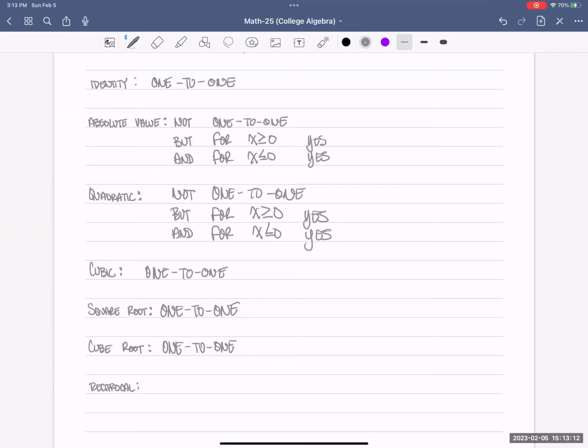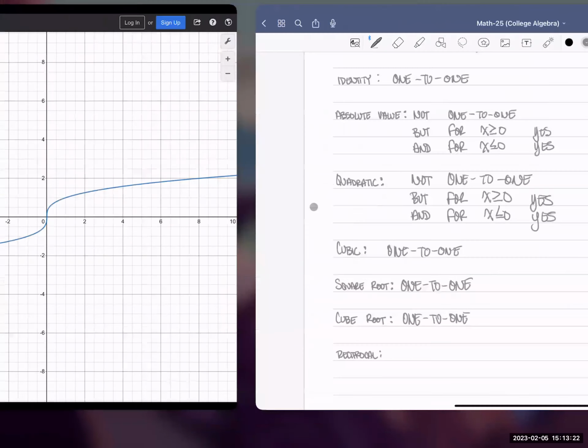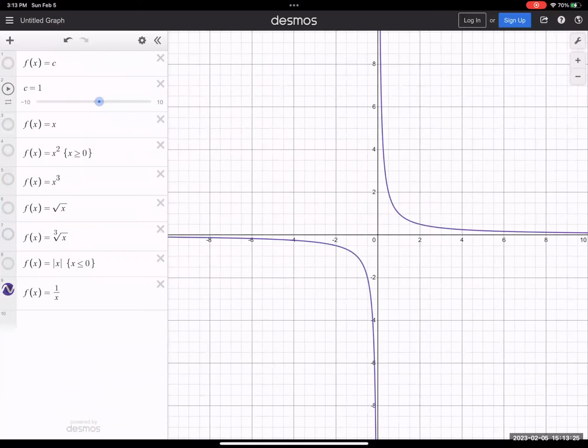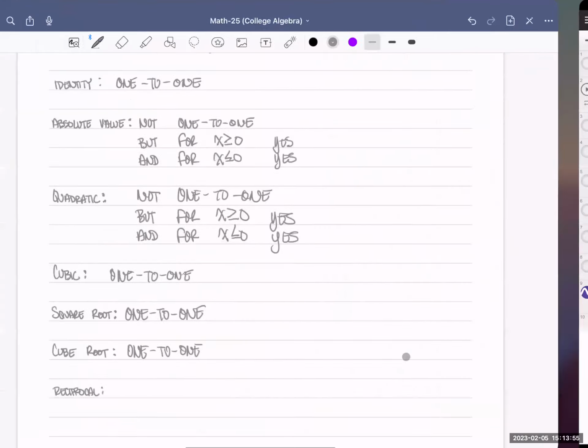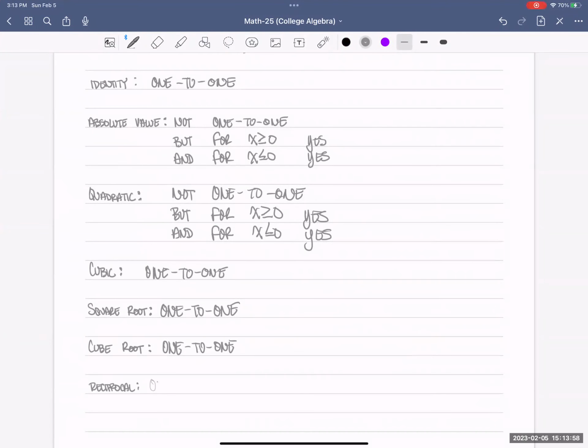And lastly, our reciprocal function. It kind of looks like it might not be one-to-one, but it is one-to-one. Each vertical line hits it only once, and each horizontal line also hits it only once. So this one too is one-to-one.